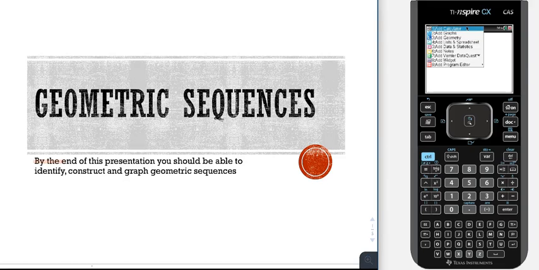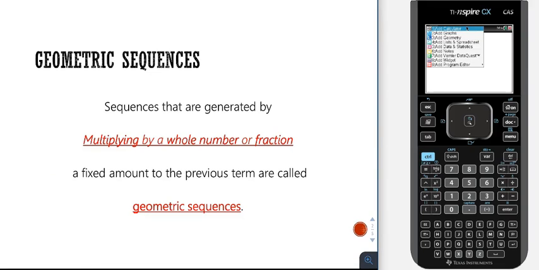This tutorial is looking at geometric sequences, and by the end of the presentation you should be able to identify, construct and graph geometric sequences. So a geometric sequence is a sequence that's generated by multiplying the previous term by a fixed amount, a whole number or a fraction, and it's called a geometric sequence.